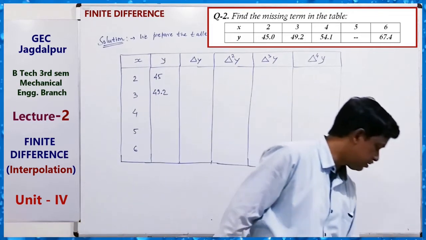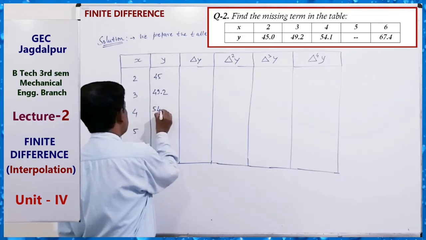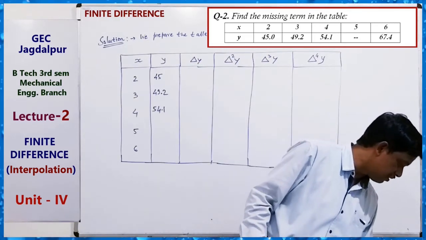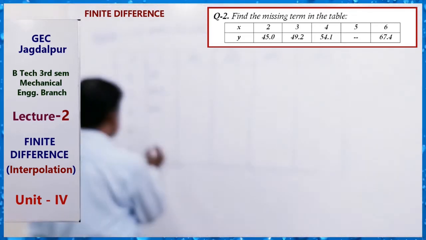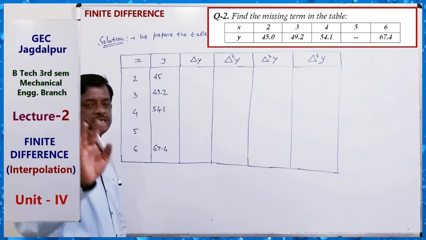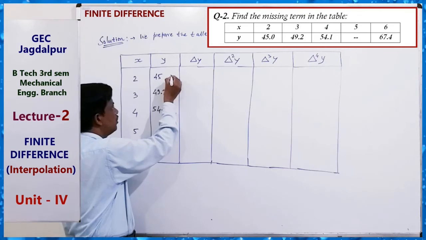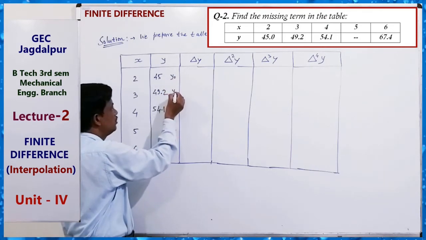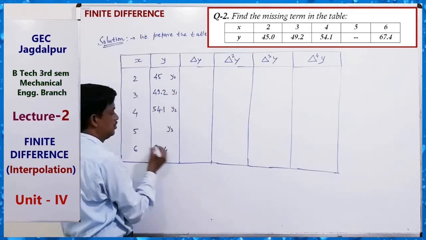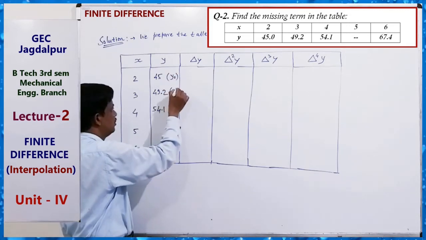and another value is 54.1, and this is a missing value, and then 67.4, and this is missing. Suppose the missing value is a. These are y0, y1, y2, y3, y4, the notation for the entries.